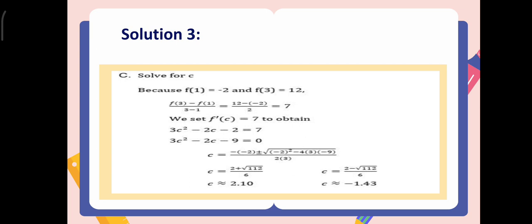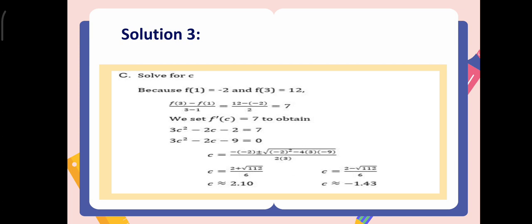f of 3 minus f of 1 all over 3 minus 1. Our f of 3 is equal to 12, so 12 minus f of 1, which is negative 2. So, 12 minus negative 2 is 14, all over 3 minus 1, which is 2. So, 14 over 2 is equal to 7. So we set f prime of c equal to 7. So we have 3c squared plus 2c minus 2 is equal to 7. So, 3c squared plus 2c minus 9 equals 0, using the subtraction property of equality.